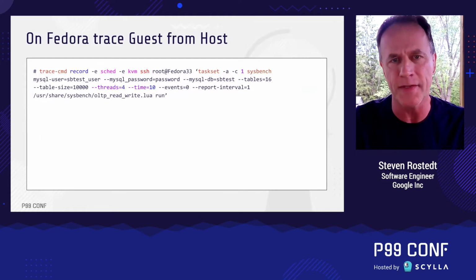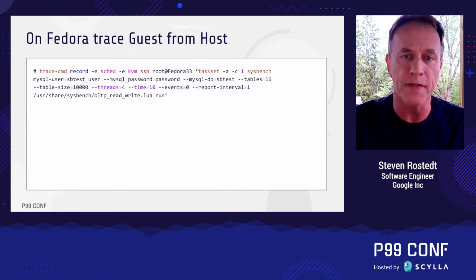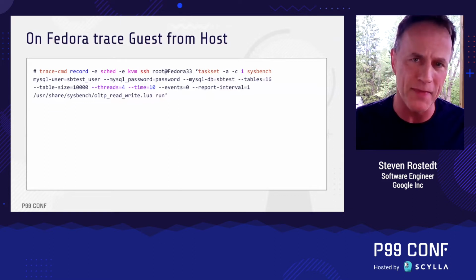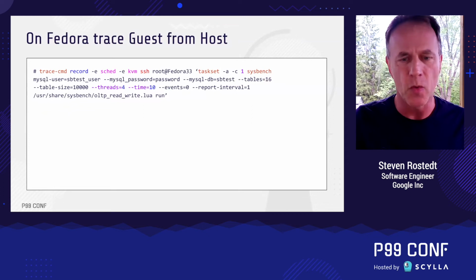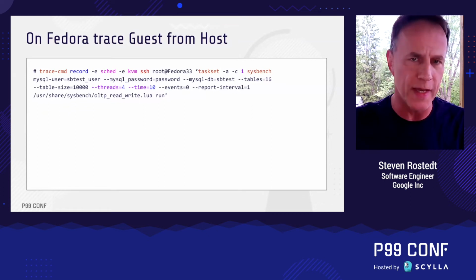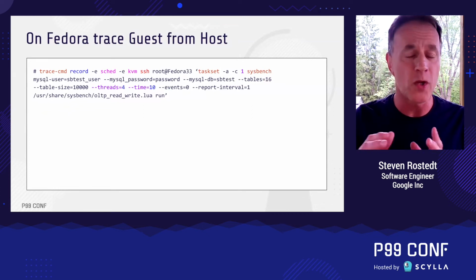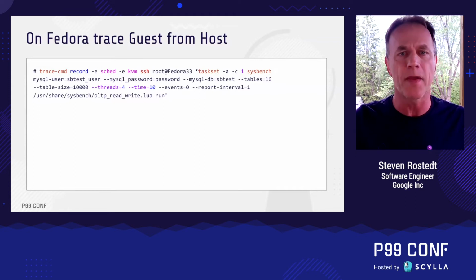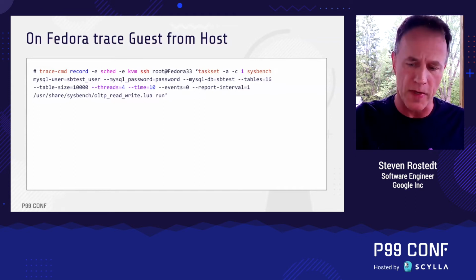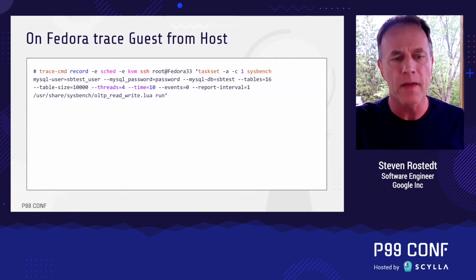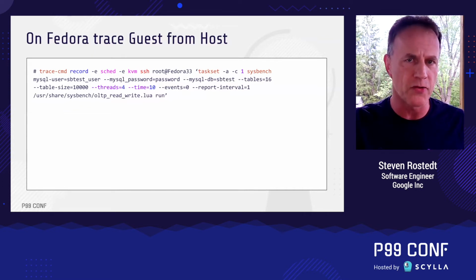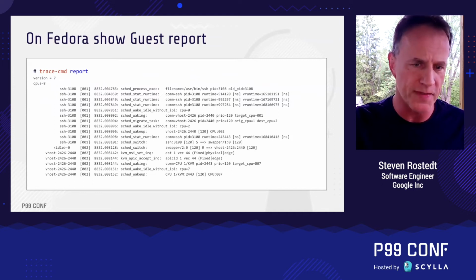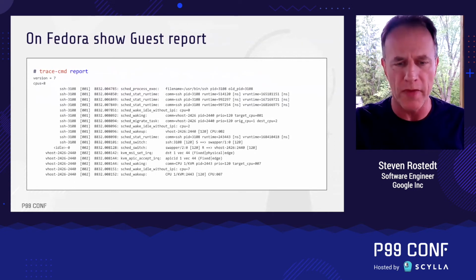Then I run the ssh command to SSH into my virtual machine, and I run the exact same command that you saw on the previous slide. So what happens is it's going to SSH into the guest, run that command, and record the tracing of the host. So we get to see all the events that are happening on the host, and when the command ends, the tracing will stop. When I'm done, it will be saved in a file called trace.dat, where if I do a trace-cmd report, which by default looks at the trace.dat file, it will show me all the events.